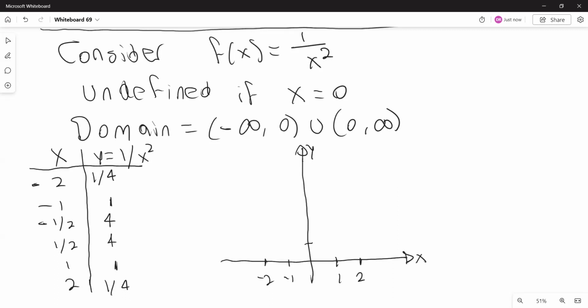Okay, let's plot the points. Okay, we have a few points. We have negative 2, 1/4, negative 1, 1, and negative 1/2, 4. We have this branch. And we have 1, 1, 1/2, 4, and 2, 1/4.